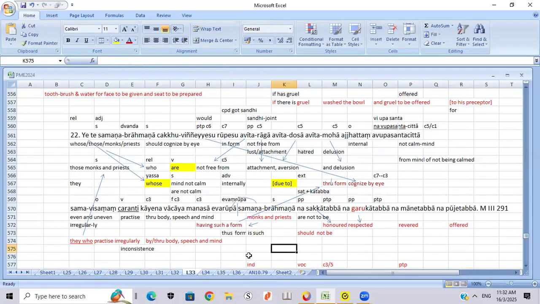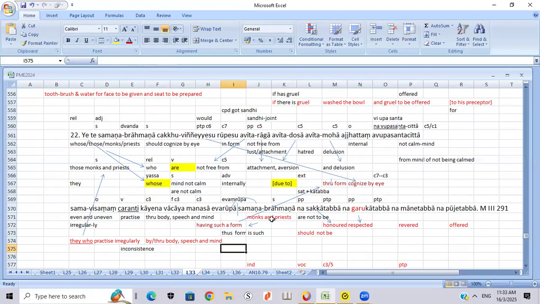Okay. This one, I think, is like that. This form is such. This is what I think. So when I look at the sentences, I will think this form is such, because this is evam, this is rupa. So this is such. So this is what I see. Okay. Then they continue. This is the starting line.